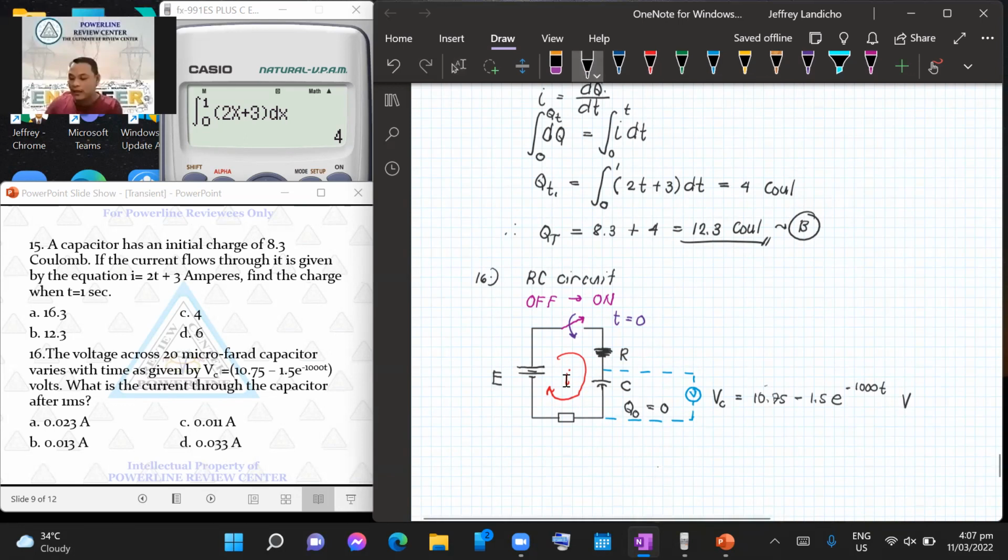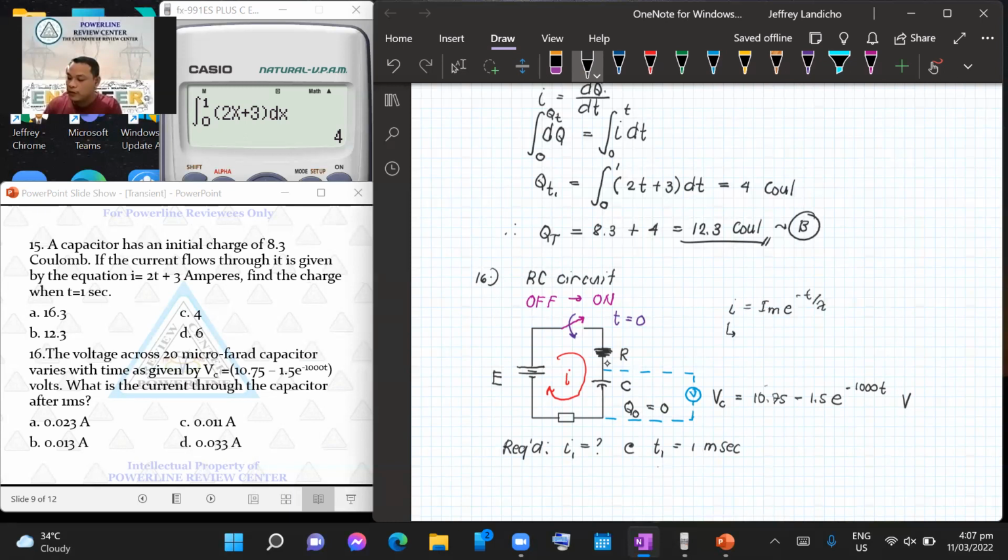Eh, since series lang yan, it represents the current in the circuit. What would be the current in this circuit? I, sabihin natin I sub 1, at t sub 1, which is equal kanina, 1 millisecond. So after 1 millisecond, ano kaya ang magiging current sa ating circuit? Although alam na natin yung equation ng current kanina, I is equal to I sub m e raised to negative t over lambda.